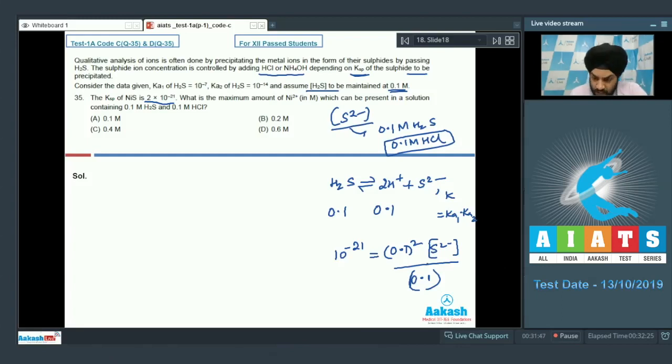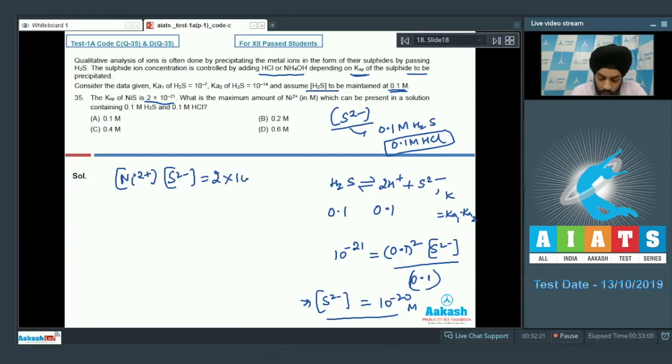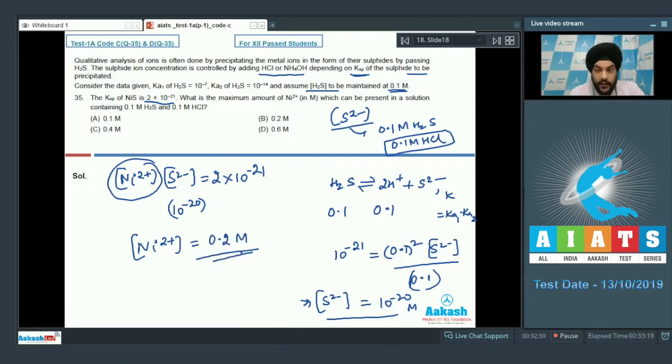Okay, so in solving this equation, students, for the sulfide ion concentration, we have S2- ion concentration equal to 10 to the power minus 20. In the presence of 10 to the power minus 20 molar sulfide ions, the maximum amount of Ni2+ can be found out. So we have Ni2+ ion concentration into the sulfide ion concentration equal to 10 to the power minus 21 into 2. Solving this expression, we put the value of S2-, which is 10 to the power minus 20, and the Ni2+ ion concentration comes out to be equal to 0.2 molar. So for question number 35, students, we mark the correct answer as option B.